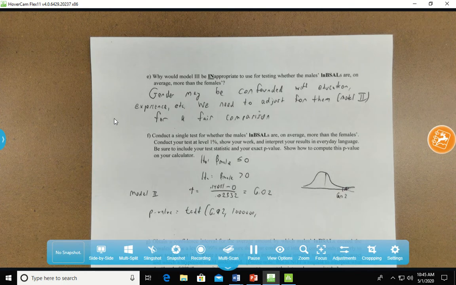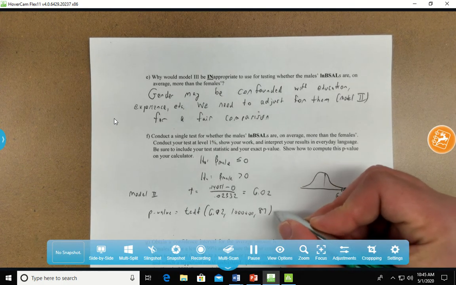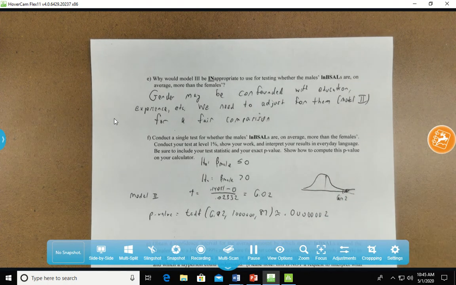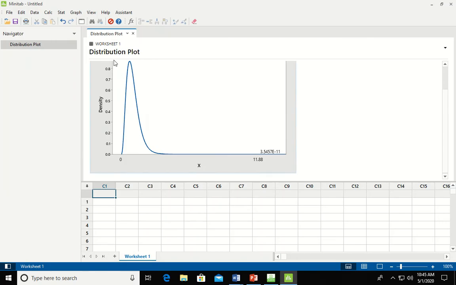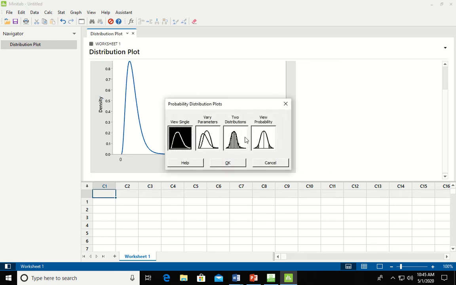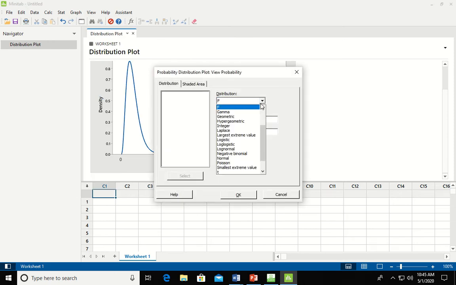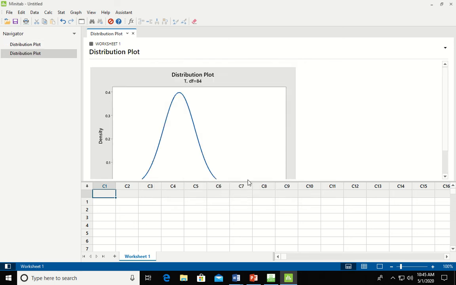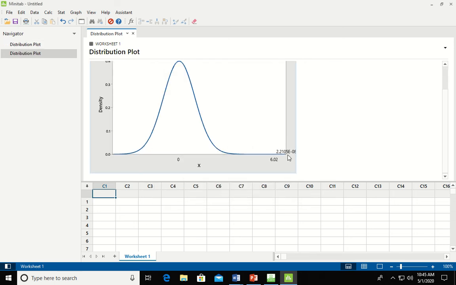So our degrees of freedom will be 87, and that's about equal to 0.000002. And if we wanted to go on to Minitab, we could do the same. Go to Graph, Probability Distribution Plot, View Probability. We want the t-test. We've got degrees of freedom of 87. We want the shaded area bigger, the right tail of 6.02. It's going to be a little bit different, but we're dealing with such minuscule numbers that's okay. We get 2.21 with 8 zeros. So 7 or 8 zeros.